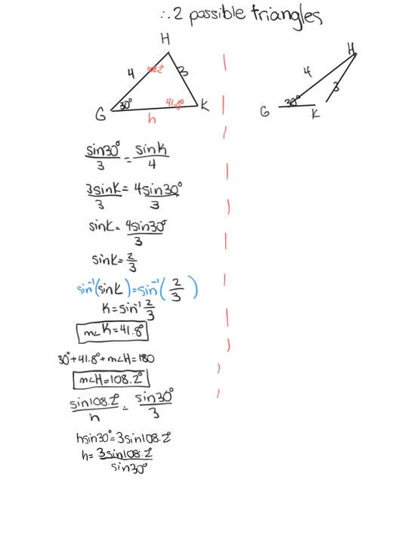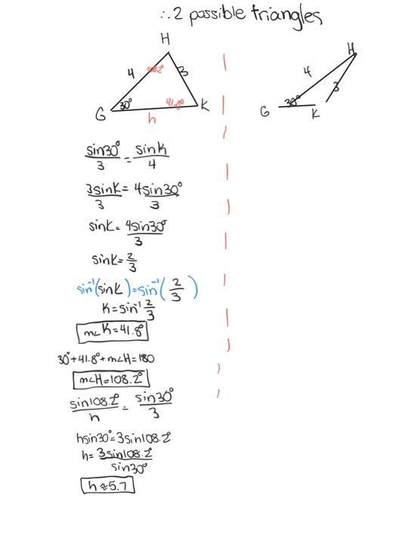Use my handy dandy calculator. 3 sine 108.2 divided by sine 30, 5.7. And now I have solved this triangle. I found all three sides and all three angles based on that first piece of information.